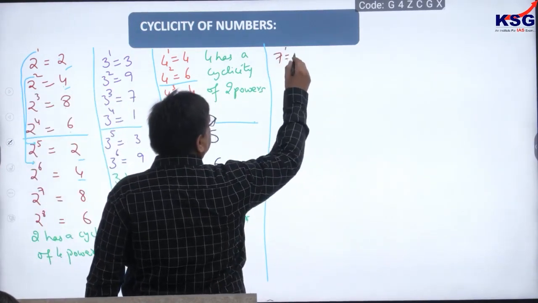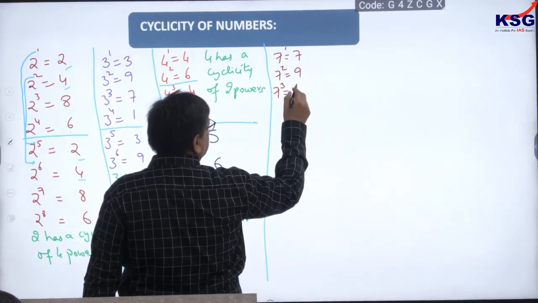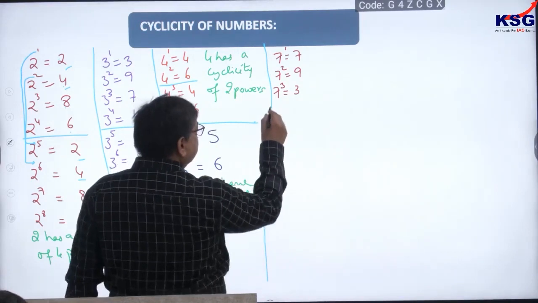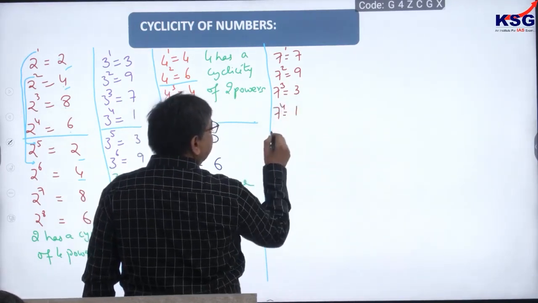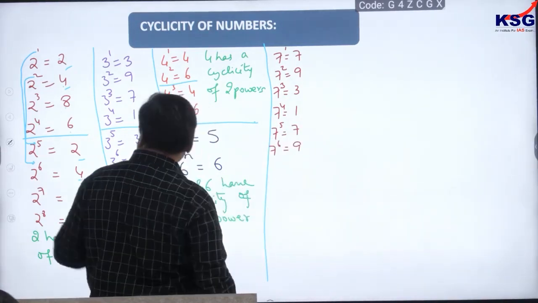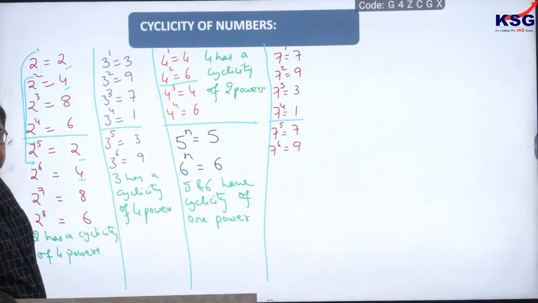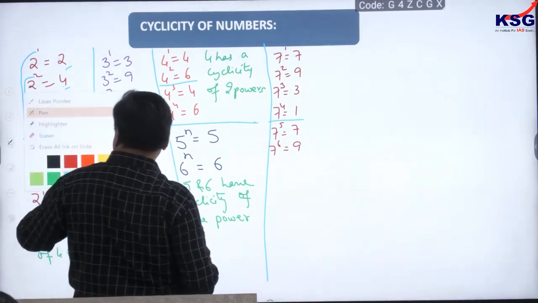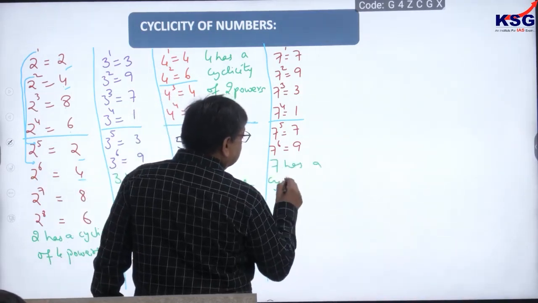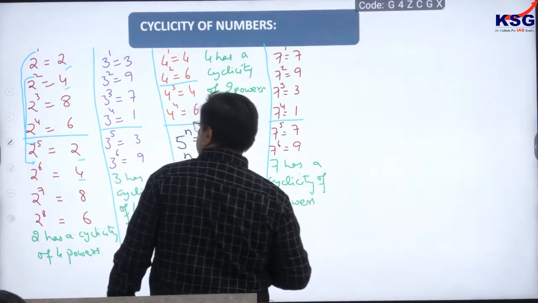Seven to the power of 1, to the power of 2 is 49. Power 3: 7 9s are 63, and otherwise also 7 power 3 is 343. 7 power 4, 7 3s are 21. 7 power 5 gives 7, 7 power 6, 7 7s are 49. Once again, what we have here is 7, 9, 3, 1, 7, 9, 3, 1, and so on. So 7 has a cyclicity of 4 powers.